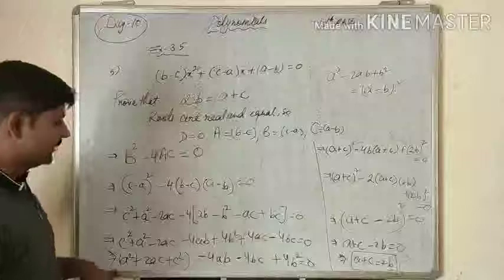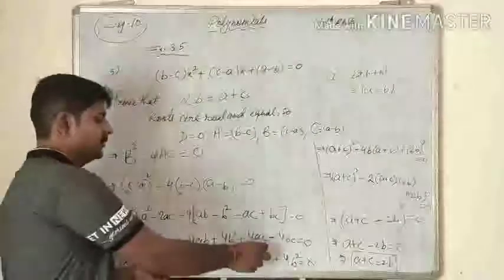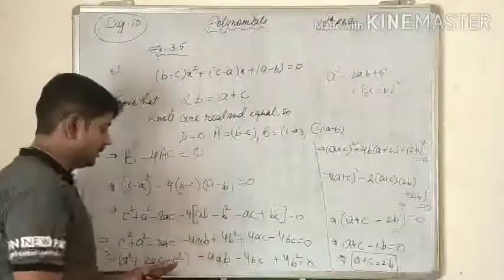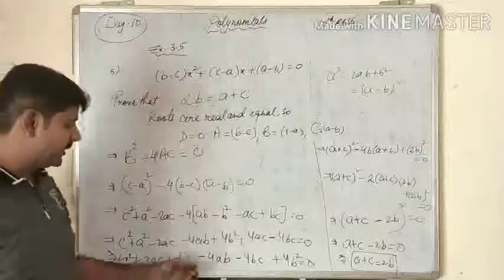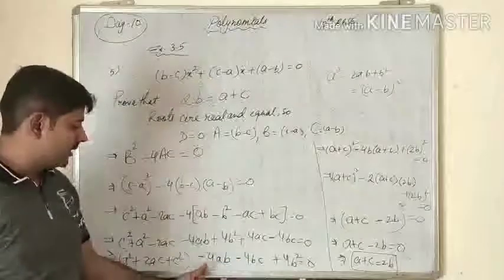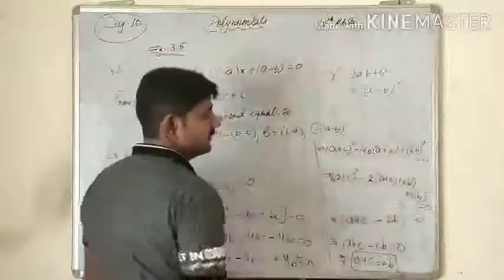It is a formation of (A plus B) whole square. How? Because 2AC negative and 4AC positive, if we solve, so there will be 2AC positive. So these terms are written separately, and these terms are written here. Here we can take 4B common. If we take 4B common, so A plus C is left.